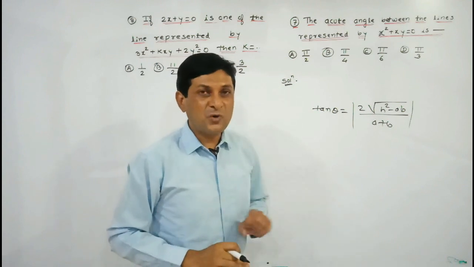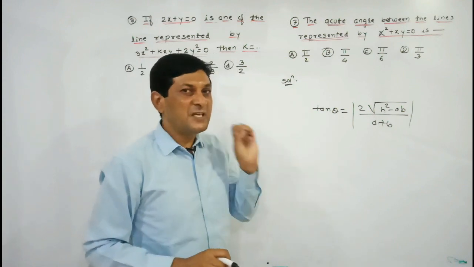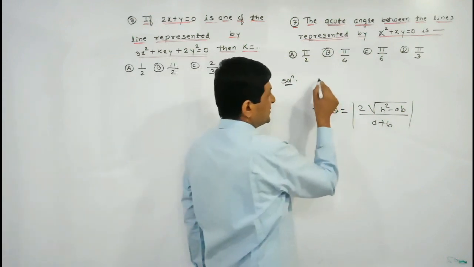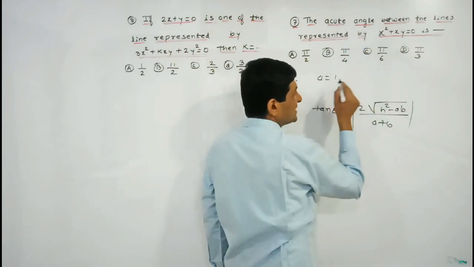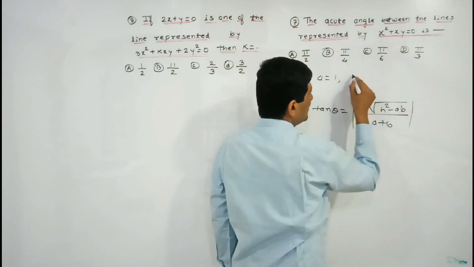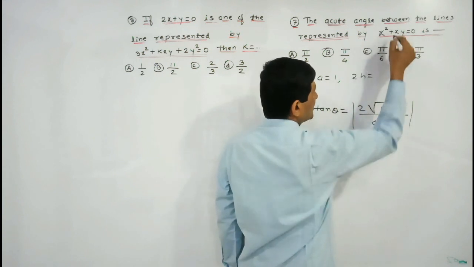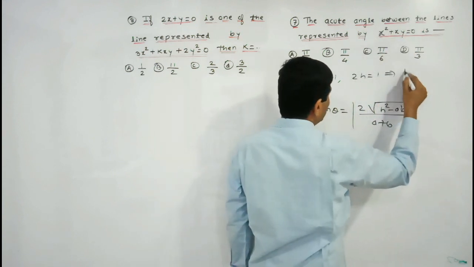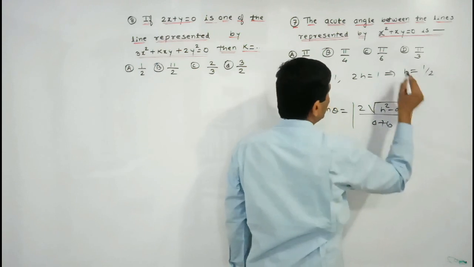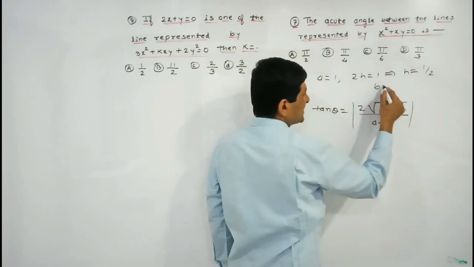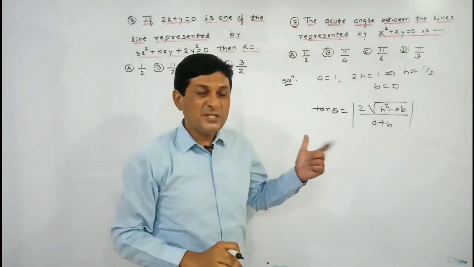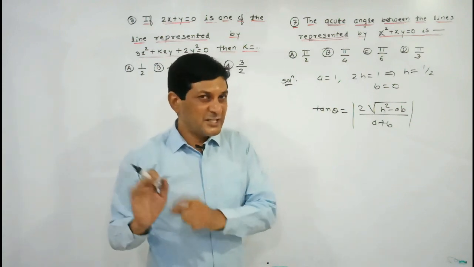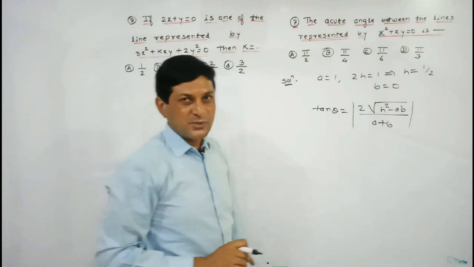To apply this formula we will require the values of a, b, h, which can be found from this equation. Here we can observe that the coefficient of x² is 1, meaning a is 1. The coefficient of xy is 2h, here the coefficient of xy is 1, which implies that h is equal to 1/2. And here the term of y² is missing. Its meaning is that its coefficient b will be equal to 0. From this equation we have got the values of a, h and b. Now substitute these values in this formula.